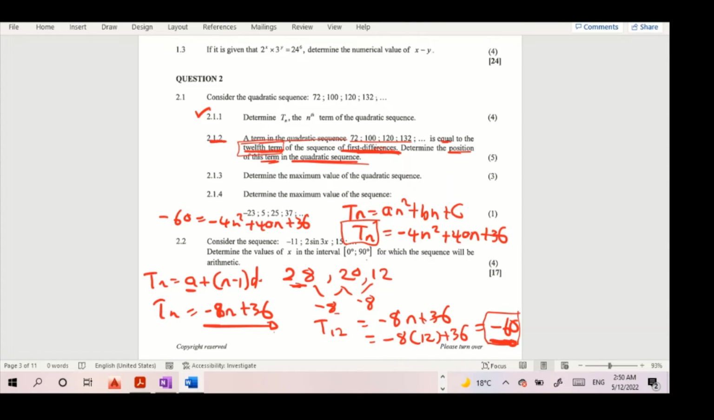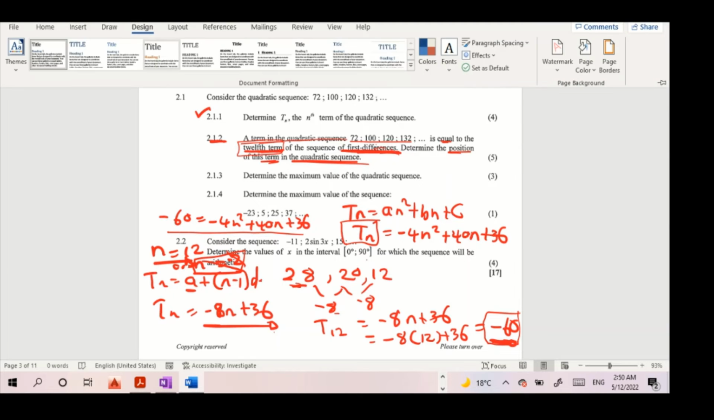You should find n is equal to 12, or n is equal to -2. Your number of terms can't be negative, so this goes away. So your n should be equal to 12, once you've solved this equation. So fine, that is going to be your answer for 2.1.2: n is equal to 12. Good.